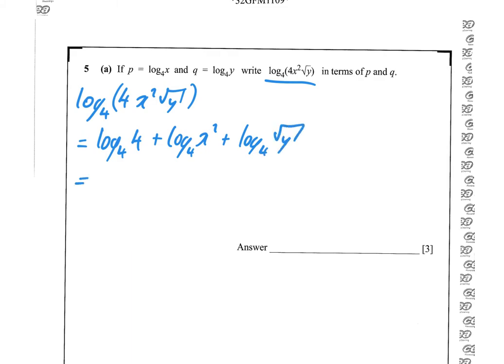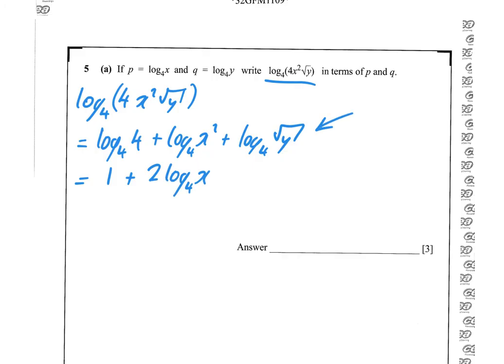Now, a log of a number is the power to which the base must be raised to give the number. Log to the base 4 of 4 is just 1. You can check that on your calculator using your log button. This next thing, log to the base 4 of x squared, using your third rule of logs, you can write that as 2 log to the base 4 of x.